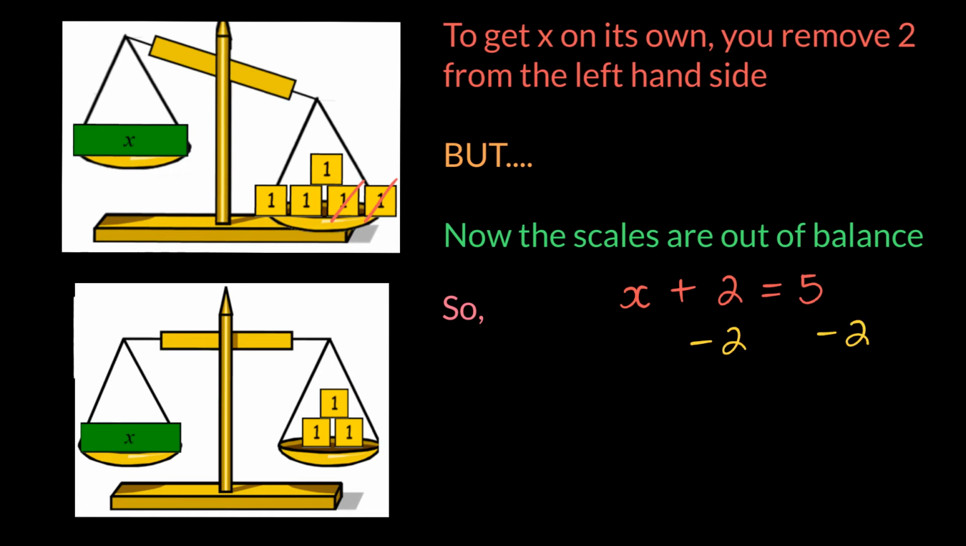If you have x plus 2 and then you take away 2, you're just left with x on its own. And if you have 5 and you take away 2, you're left with 3. And that is how you would write that algebraically.